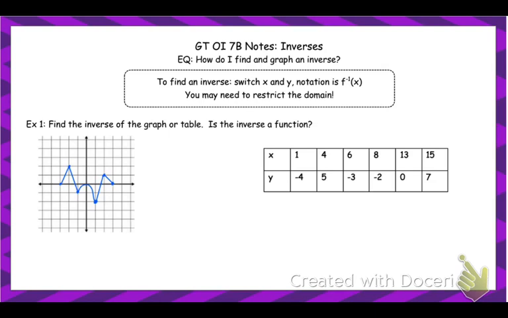Before we look at specific functions, we're just going to look at the idea in general, for any graph or table, so we remember how to find an inverse. What we do is we switch x and y. So let's take this first graph. What we would do is take the coordinates on that point.